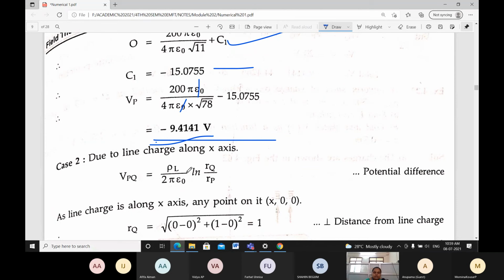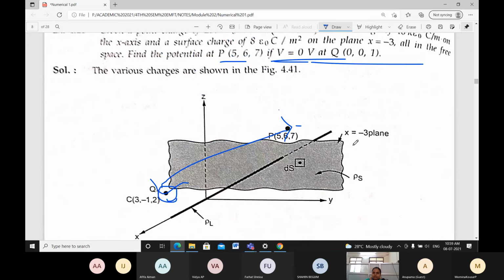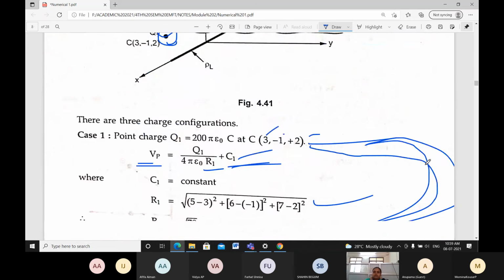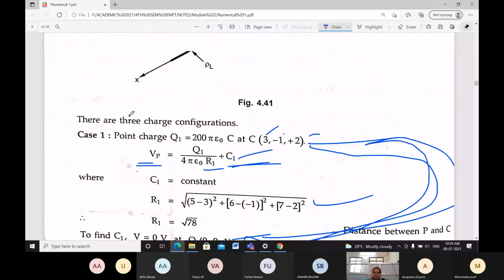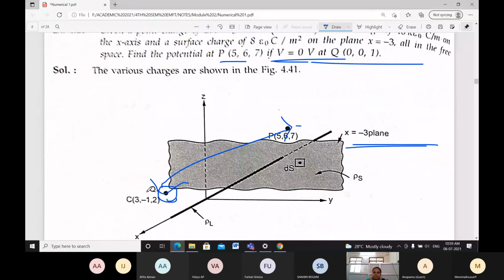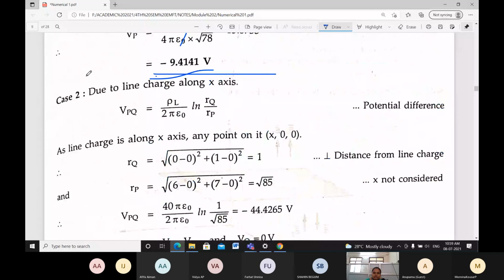Next is due to line charge along the x-axis, because x is given as minus 3 plane, right? For that reason, then VPQ, again from P to Q, is going to be along with the line charge. Therefore, rho L divided by 2 pi epsilon. Because of line charge, we have to use rho L. Rho L divided by 2 pi epsilon naught ln RQ divided by RP.